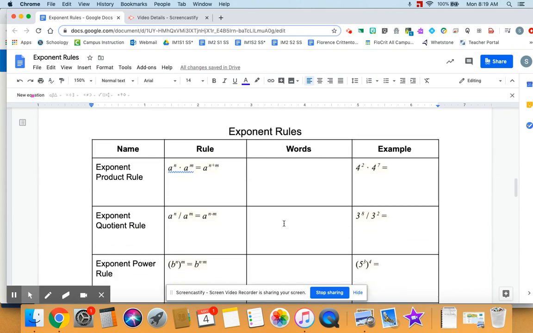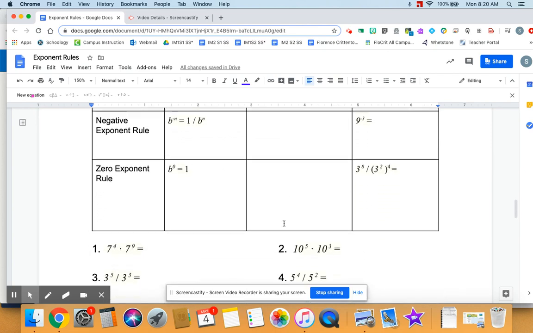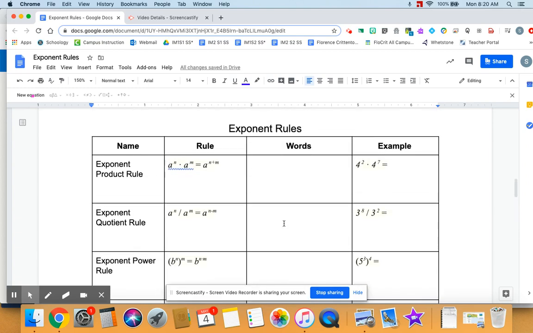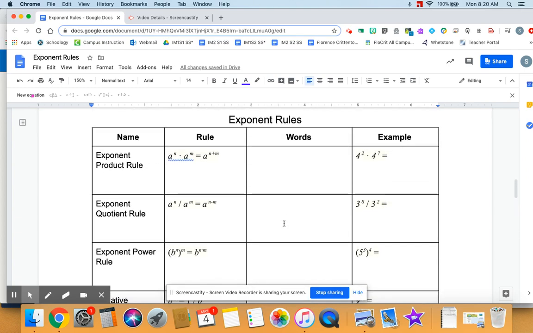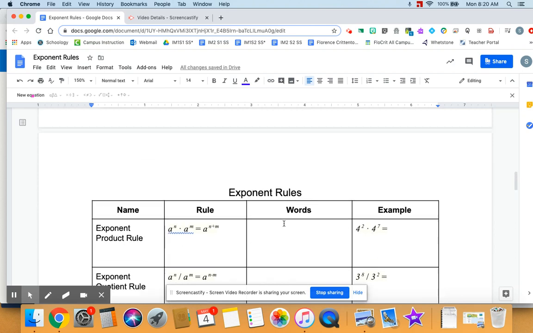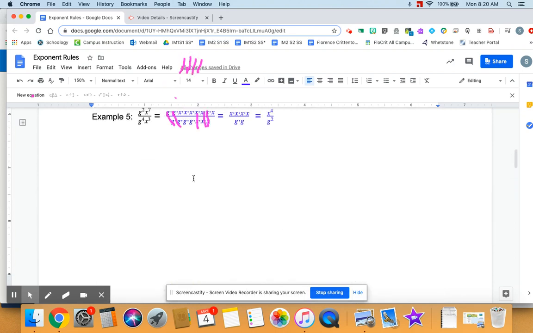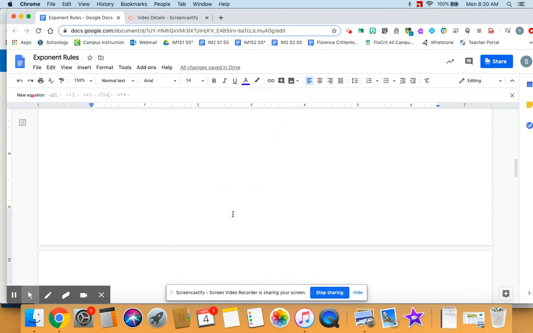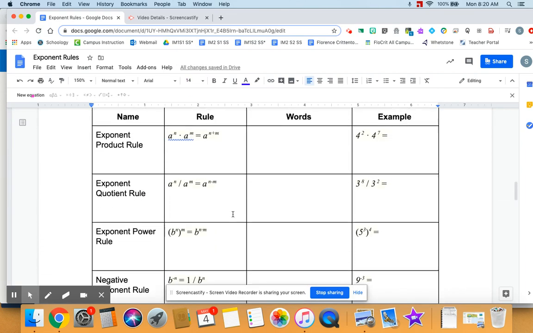So there's always these expectations that you're able to simplify your exponents. And here's how it works. There's 1, 2, 3, 4, 5 rules that you need to learn. These rules are the quick ways to do the math and simplify it without needing to do all this crossing out stuff. So here are the rules.